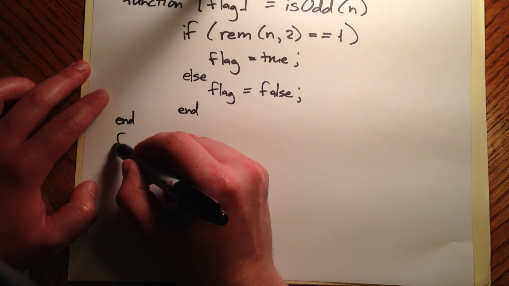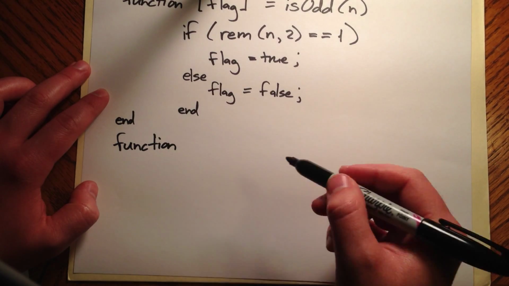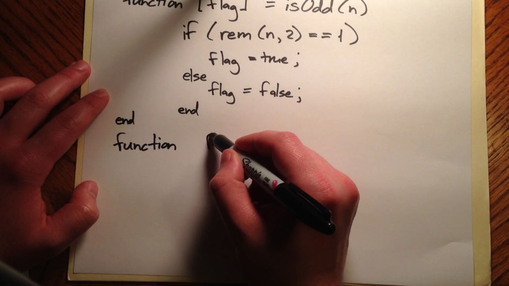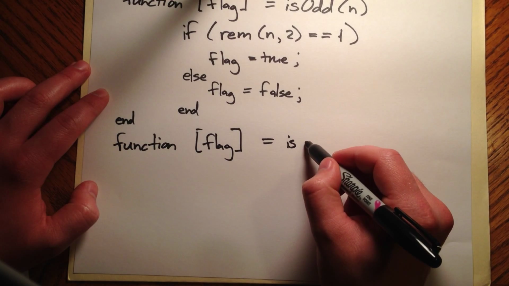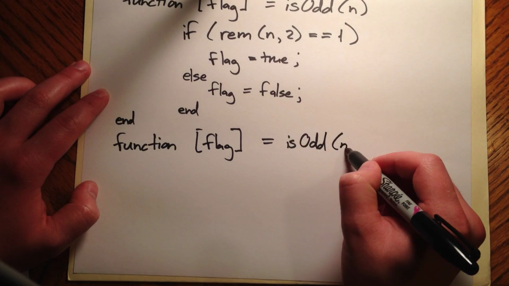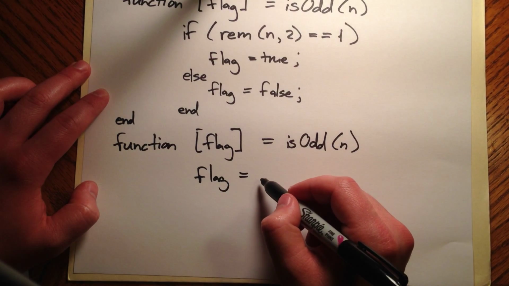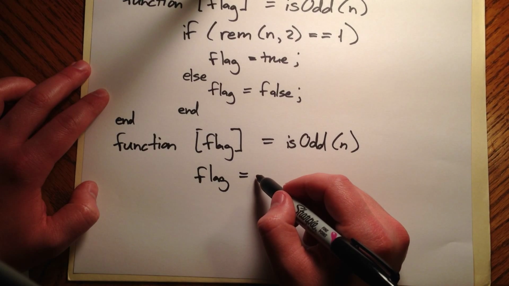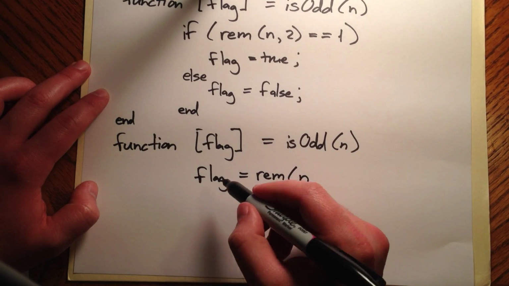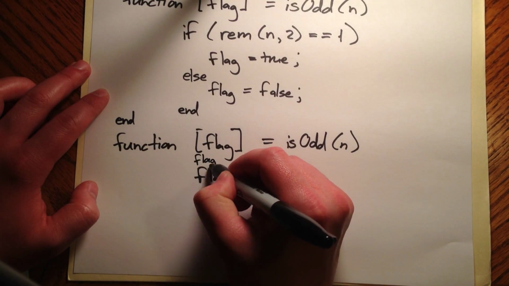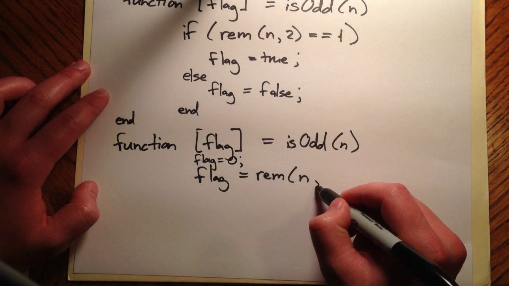You can do it a different way, so it looks a little more pleasing to the eye since it's shorter this way. It's just the same thing again here. You just set flag equal to rem of n divided by 2. Well, yeah, flag should be set to 0 beforehand. Otherwise, flag is n.